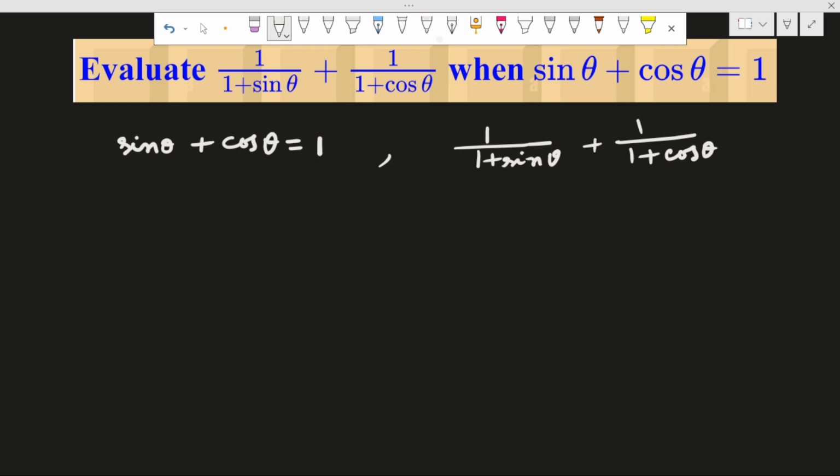The equation contains sin and cos. So for solving, we have to convert sine in terms of cos, or cos in terms of sine. Writing this, sin theta is equal to 1 minus cos theta. Convert this into squares, because the formula sin square theta plus cos square theta is equal to 1, and easily 1 can be converted into the other. Squaring both sides.